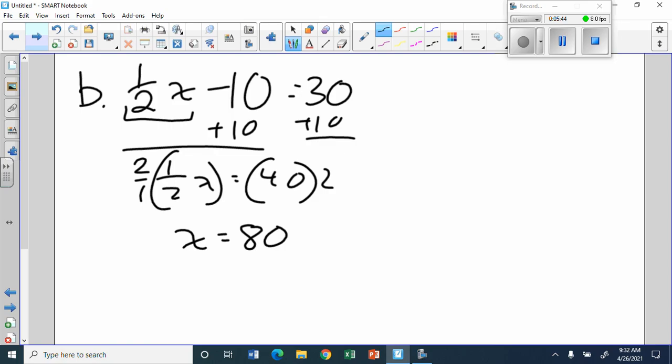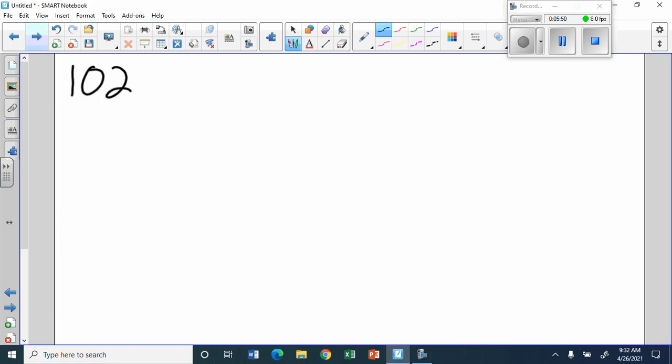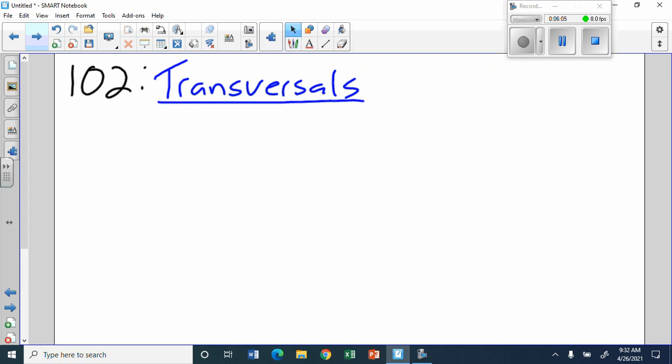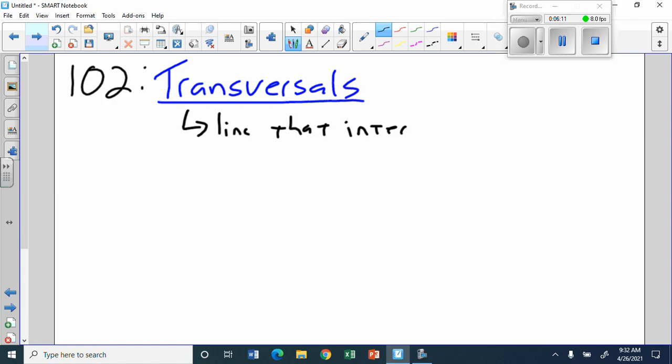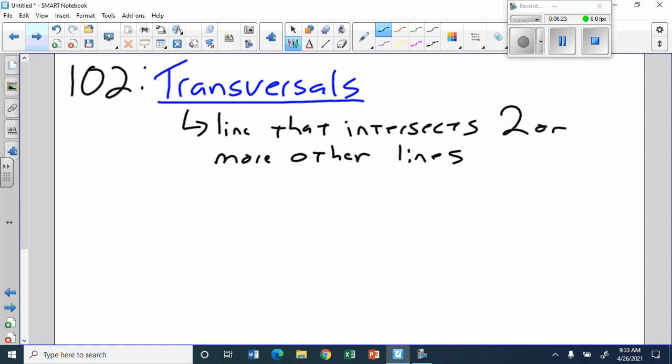Excellent. All right, so I want to look at the beginning of lesson 102. We're not going to take notes on all of 102. We're going to look at the beginning of 102. Beginning of 102 is transversal. A transversal, by definition, and we did these last year, is a line that intersects two or more other lines.